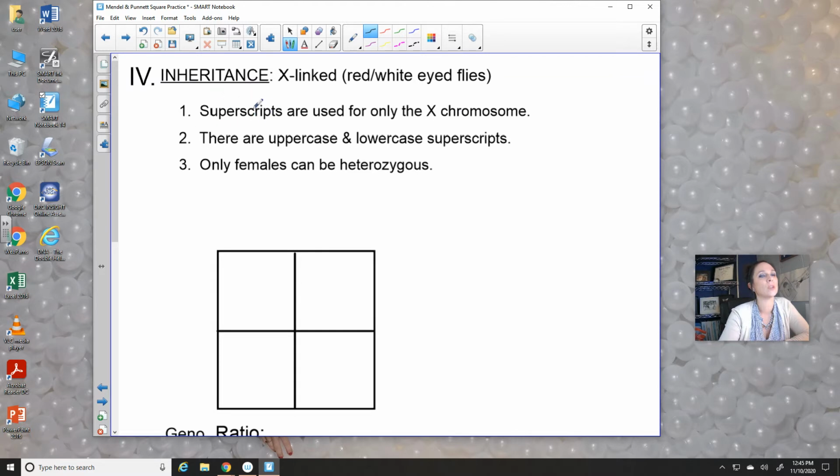So again, we're going to be using superscripts like we did with multiple alleles. You can have uppercase dominant alleles represented or the lowercase letters to represent recessive alleles. And only females can be heterozygous. And again, that's because females are XX. So they have the opportunity to represent two alleles at the same time, whereas males only have one X chromosome.